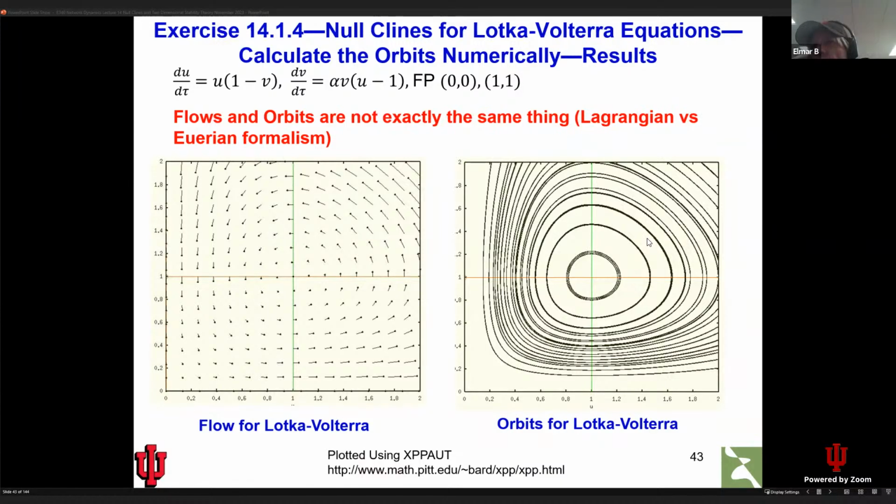So Lotka-Volterra is not really a very good example of stability because it's just stable everywhere, kind of. But it's neutrally stable. If I make a perturbation, I don't come back. If I move myself to a new place, I stay there.